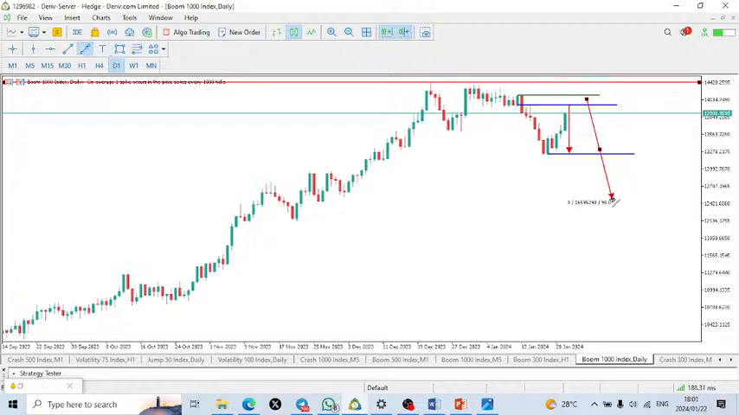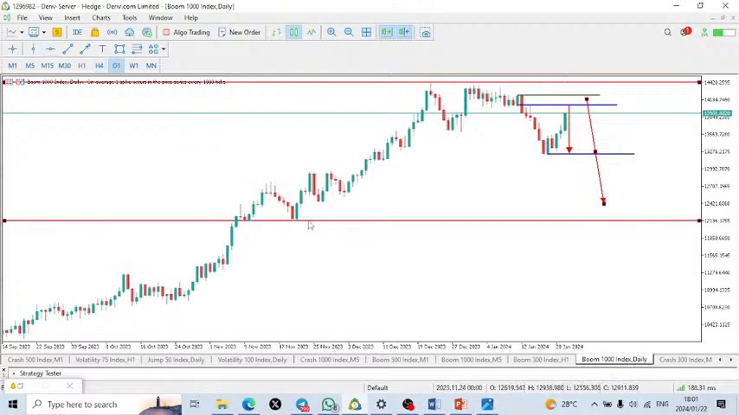Sorry guys. So from this level, price will then move, and we're anticipating that it will break below this particular level, probably come to this level here where we have a bullish order block, something like this. So in Boom, this is what I'm anticipating. Price should drop from this particular level here, and then it will move downwards. This is what I'm seeing in Boom 1000.